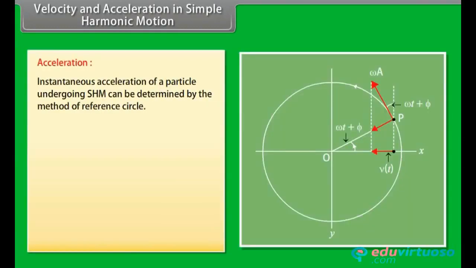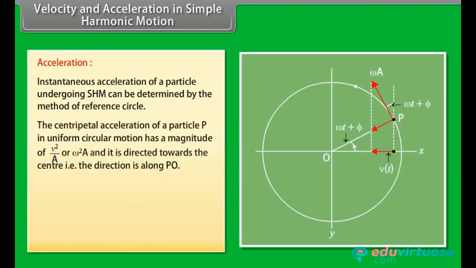Instantaneous acceleration of a particle undergoing simple harmonic motion can be determined by the method of reference circle. The centripetal acceleration of a particle P in uniform circular motion has a magnitude of v²/A or ω²A, and it is directed towards the center, that is, the direction is along PO.